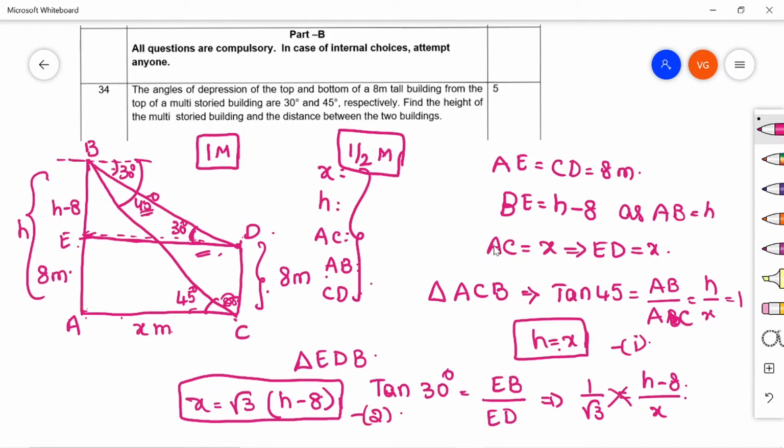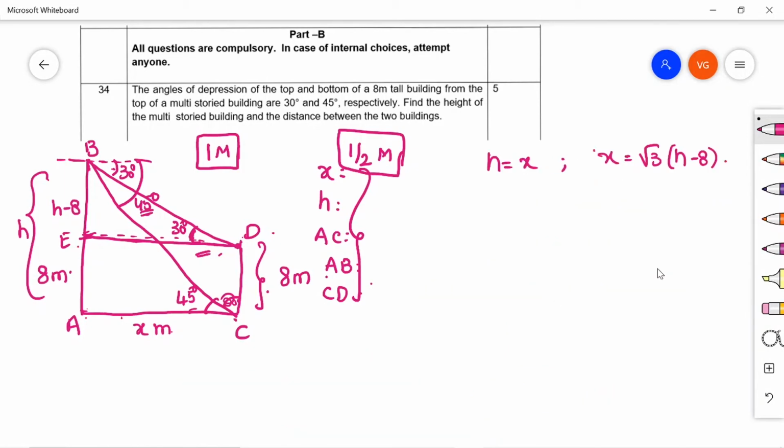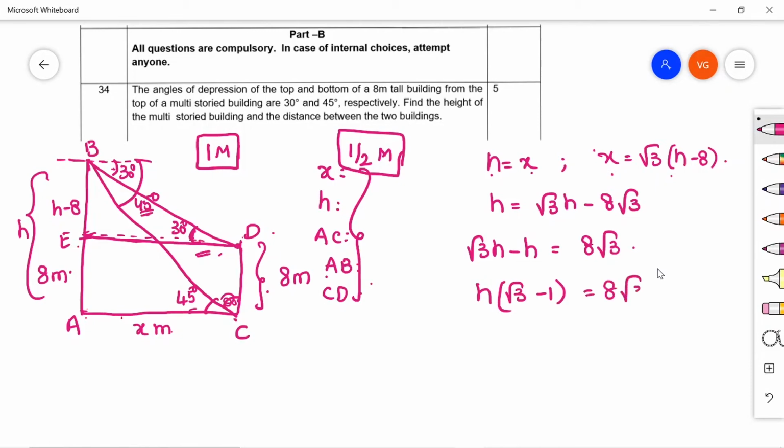Now from equation number 1 and 2, try to find out the value of h and x. Now try to simplify these two equations. So x is equal to h and x is equal to root 3 into h minus 8. So that is nothing but h is equal to root 3 h minus 8 root 3. So try to simplify. Root 3 h minus h is equal to 8 root 3. So h into root 3 minus 1 is equal to 8 root 3. So h is equal to 8 root 3 divided by root 3 minus 1.